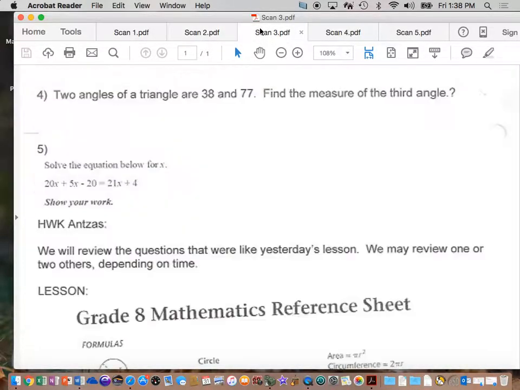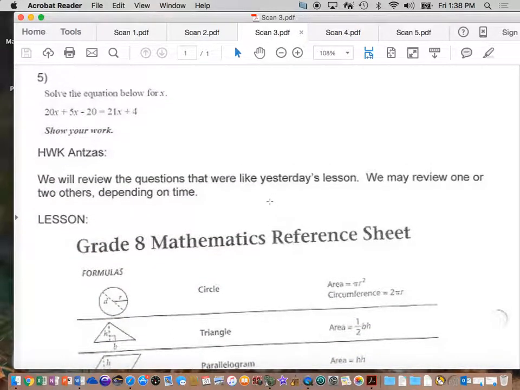Now, let's start doing some of this work on the board. Two angles of a triangle are 38 and 77. What's the measure of the third angle? Who thinks they got it? Josh? 65 is correct. What do the angles of a triangle add up to, everybody? 180. So if I add up what's on there, I get 115, and 180 minus 115 is 65.